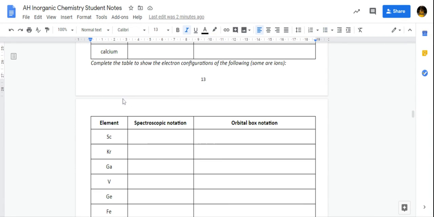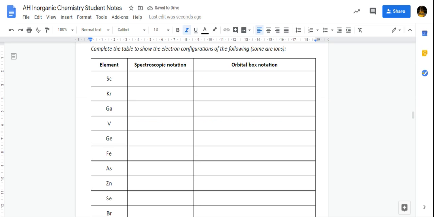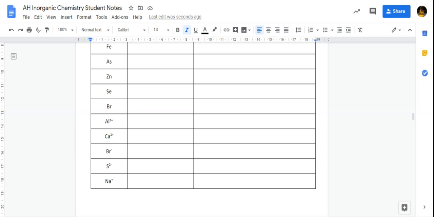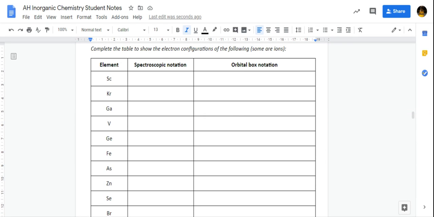Okay, on the next page, this time you've got some more complex elements to do. Some of these are ions as well, further down. Take care because that bromide one is quite difficult to see. Again, there's a document for these to be able to complete.